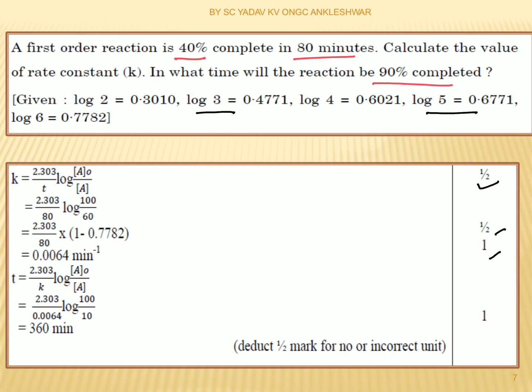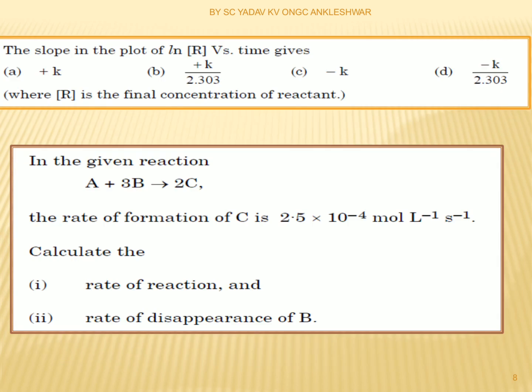If you just write the formula, you will get half marks, and if you put the value and try to calculate, you will get half a mark and 1 mark. So this is the method of solving the numerical problem. Okay, my dear students. Again, see, this is the 1 mark question, objective type question.